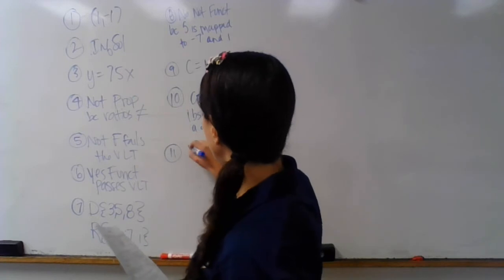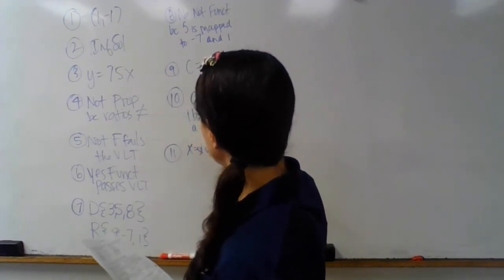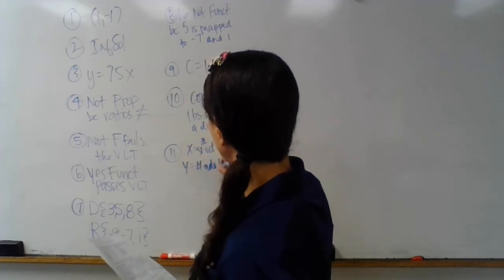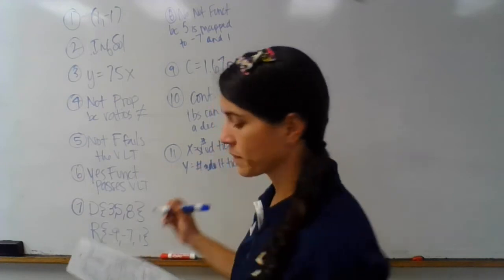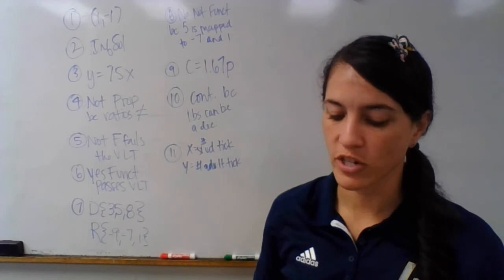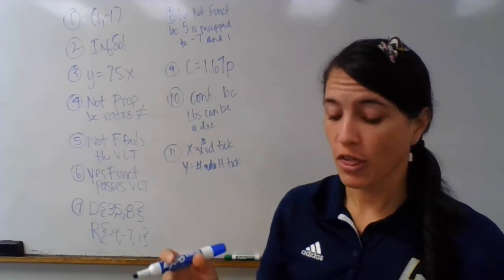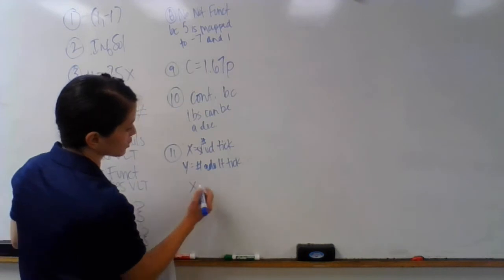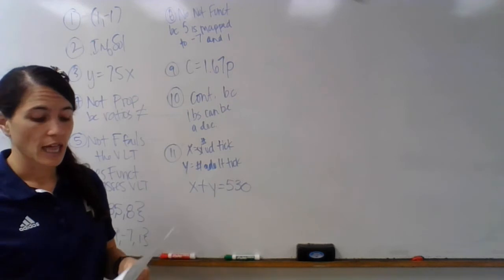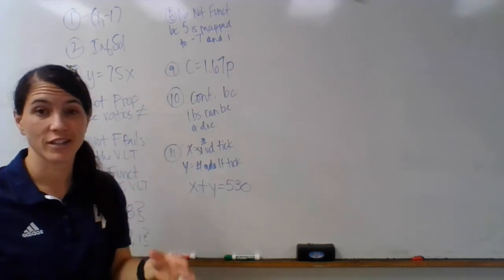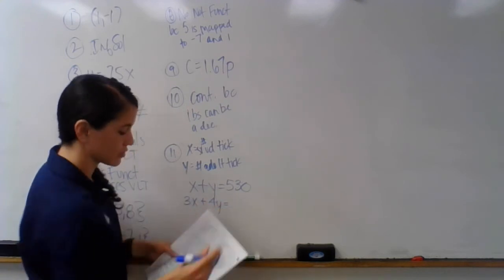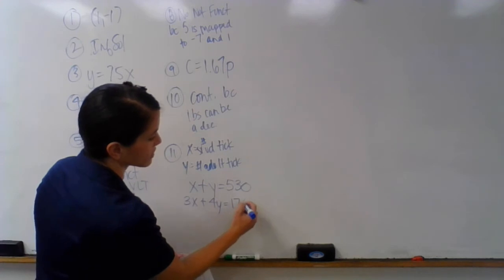So number 11, X is going to be number of student tickets. Y is going to be number of adult tickets. Okay, so that's me defining my variables. Now I need my 2 equations. Well, we sold a total of 530 tickets. So that means the student tickets plus the adult tickets is 530 total tickets. Then I need to have another equation that has to do with money. Student tickets are $3, adult tickets are $4, and that equals 1,740.